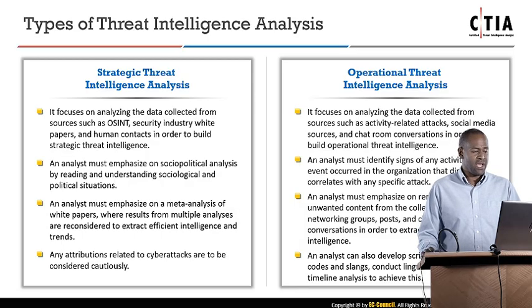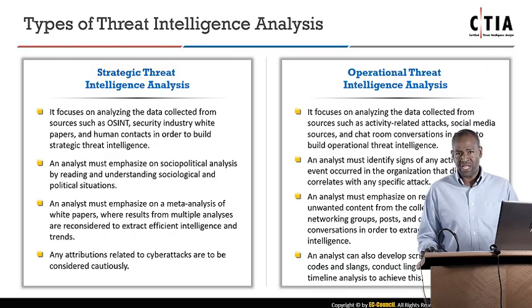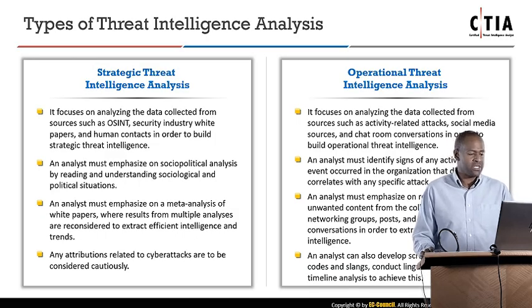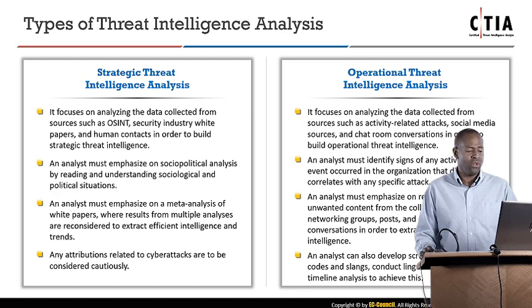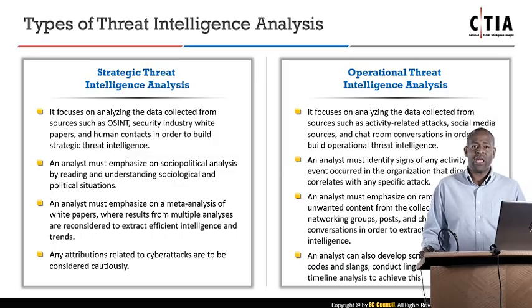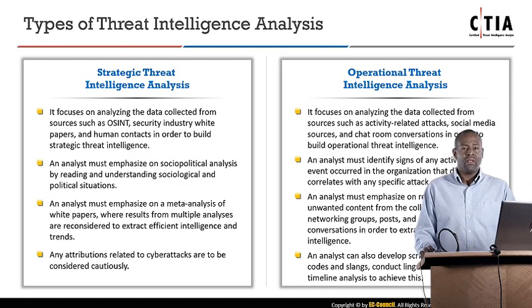So number 1 is strategic, and what that does is focus on analyzing the data that's collected from sources like OSINT and the security industry, human contacts. We want to use those to help build our threat intelligence. And so this is really going to focus on socio-political analysis, reading, understanding, looking at political situations, looking at what's going on in society, looking at blogs, information, again, from OSINT. And we're going to look at a meta-analysis of data that comes from white papers and other types of readings.